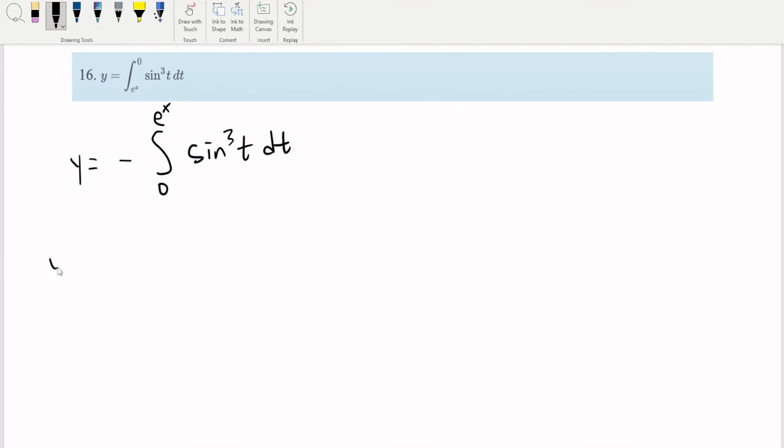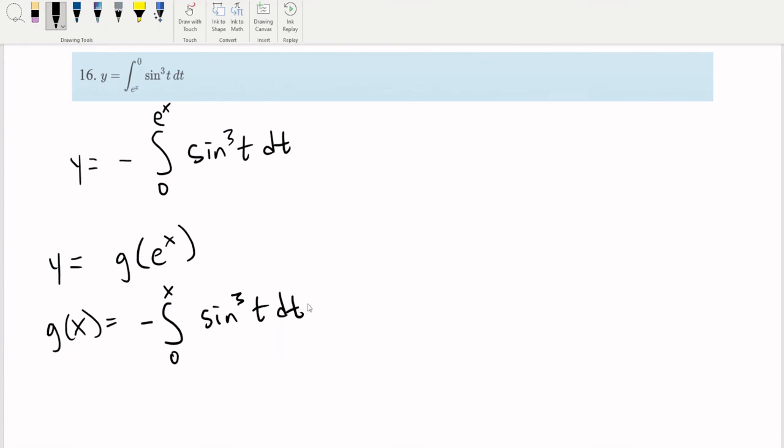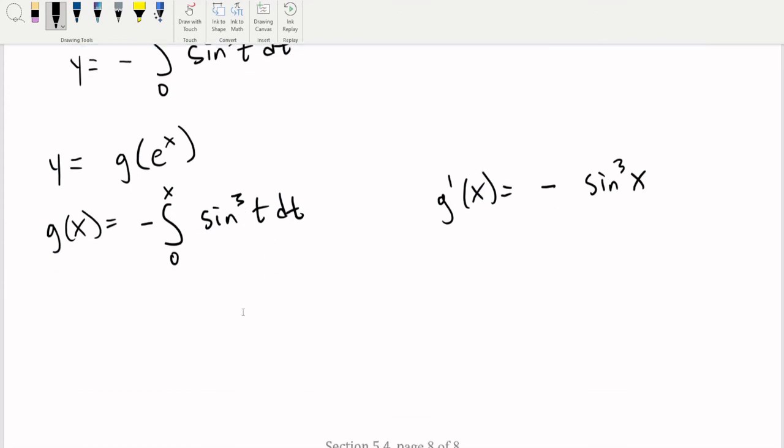So the piece above, remember, y is equal to g of e to the x, where g of x, and you can call this whatever you want, I just picked g for Gary, I guess. G of x is the integral, right? So I should put a negative in here. 0 to x sine cubed t dt, which the fundamental theorem tells us, because it's in the right form, that's going to be negative sine cubed x. Because the fundamental theorem tells me just immediately, just plug the x in, you're all done.